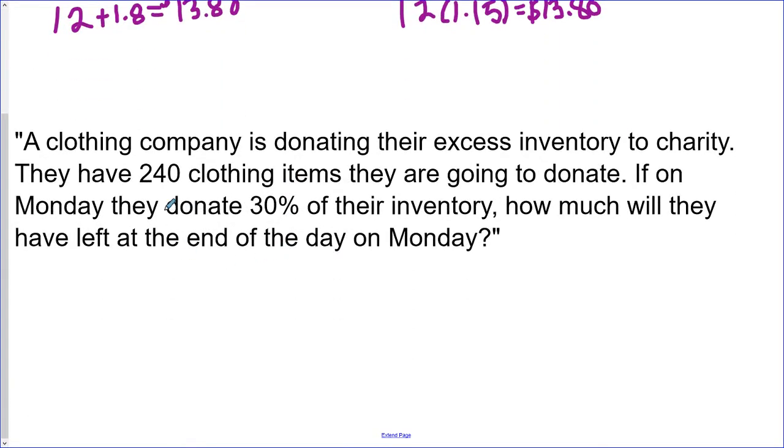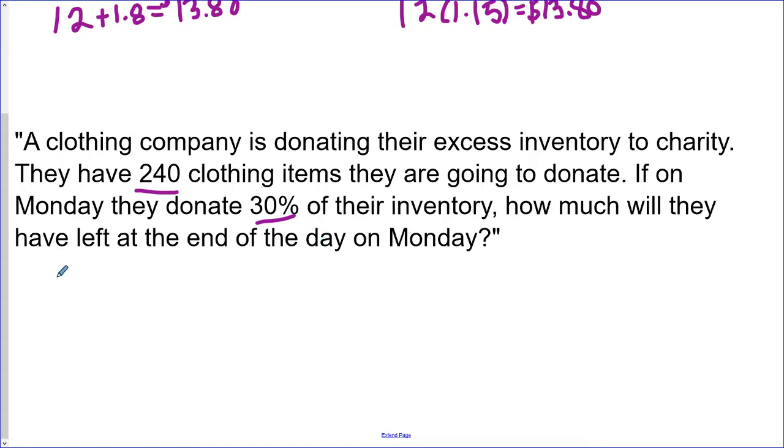So we have a clothing company who's donating their excess inventory. They have 240. They're going to donate 30% on Monday. How much will they have left at the end of the day? Well, I'm going to have 240 decreased by 30%, right? Because I'm donating 30% of that 240. So I'm going to lose that. I'm going to donate that. It's going to be gone.